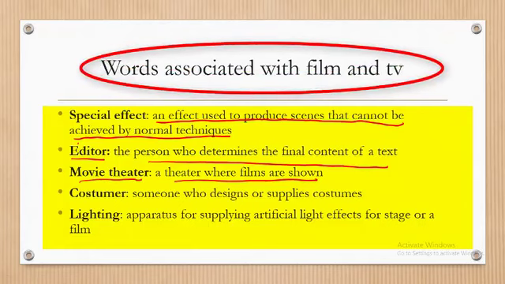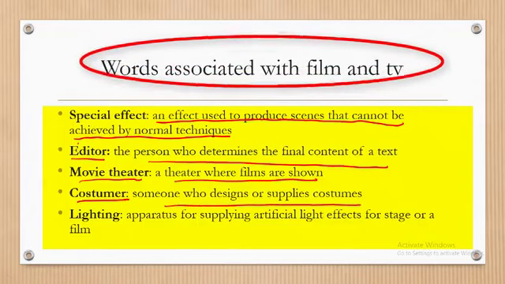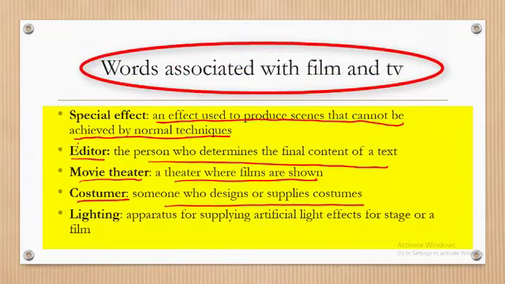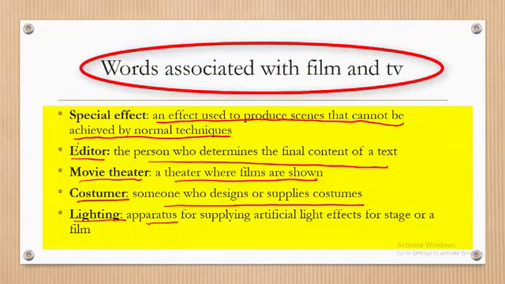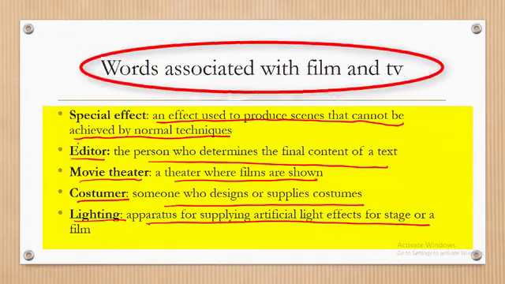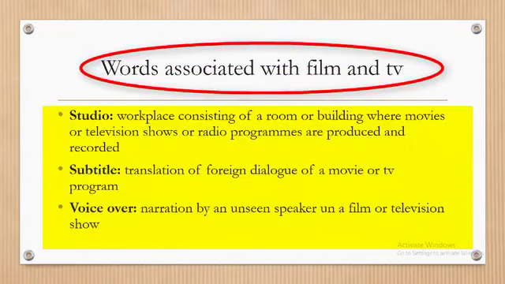Okay? Then we have the costumer. Anyone who designs and supplies costumes is a costumer. Then we have what we call lightning. Lightning simply is not thunderstorm. Lightning simply means an apparatus for supplying artificial light effects. Okay? And this is very important in filming and television.